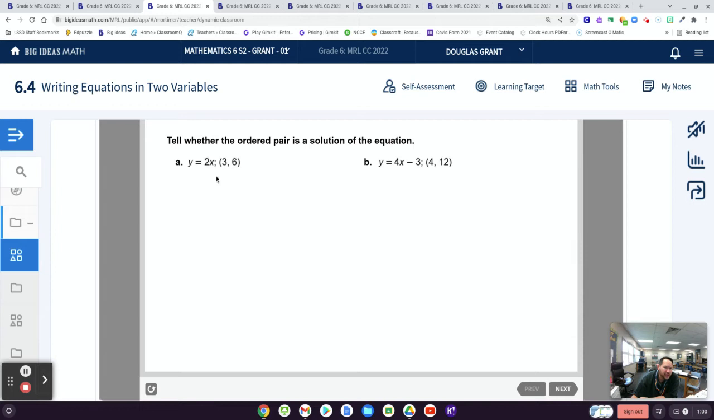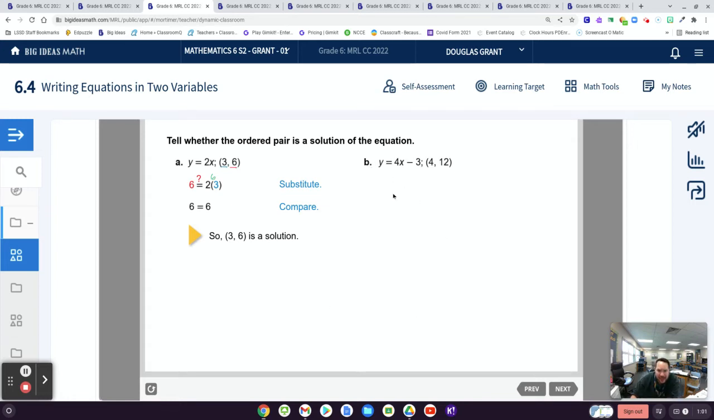The way you check that is you replace x with 3, replace y with 6, and see if it's true. When you substitute, 2 times 3 is indeed 6. Hey, it works. Therefore, it is a solution. When you plug in 3 for x, you get 6 for y. It's true. It's a solution.